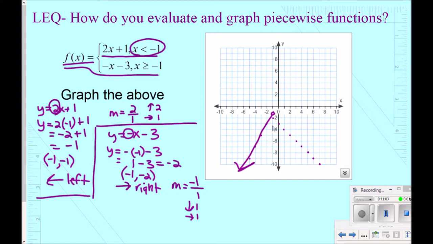And then from that point, draw in the piece of the line, which actually is just a ray. And those two pieces together form this function, and this function is called a piecewise function, f of x. So let's try another one.